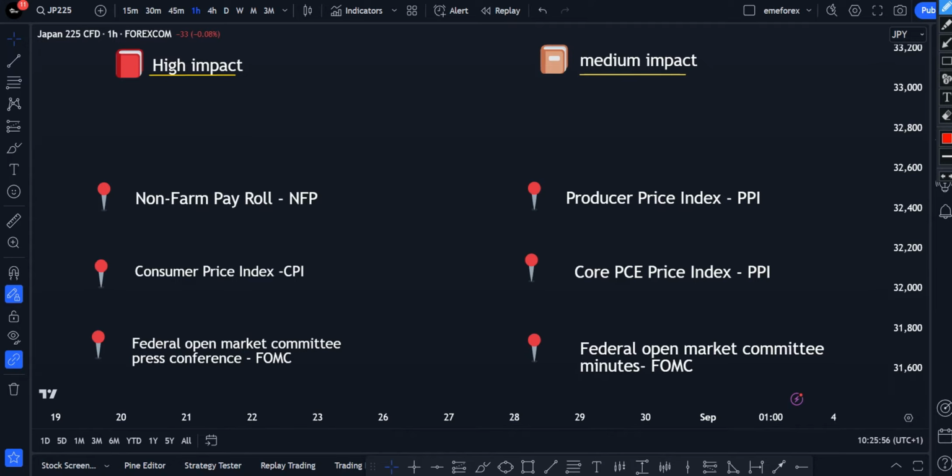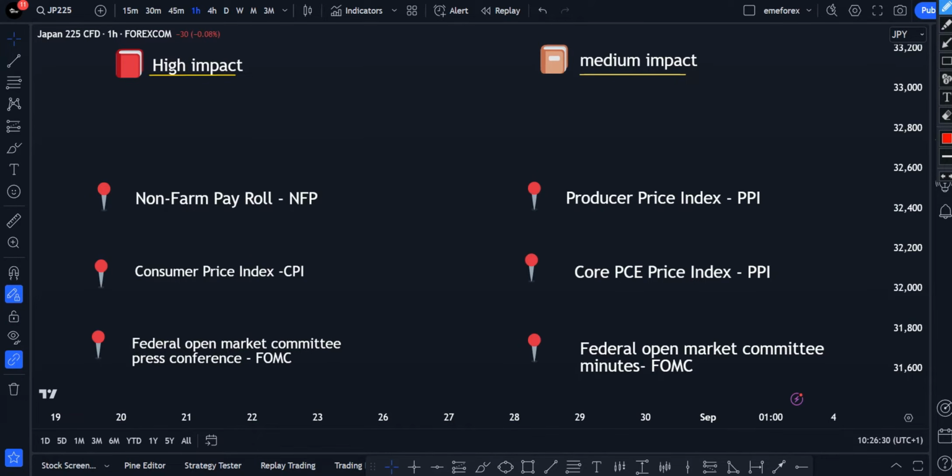Now the next up we want to look at is the medium impact news. Now for the medium impact news, we have producer price index, core PCE, and federal open market committee minutes. Now these are those ones that could be like a 50-50, and of course you want to be on the lookout for all of these news events. Now there is a subcategory of the way I want to look at this news release. There are those that are tied with numbers or data, and there are those that are basically press conference. So I'm going to touch on how I want to approach both of them.